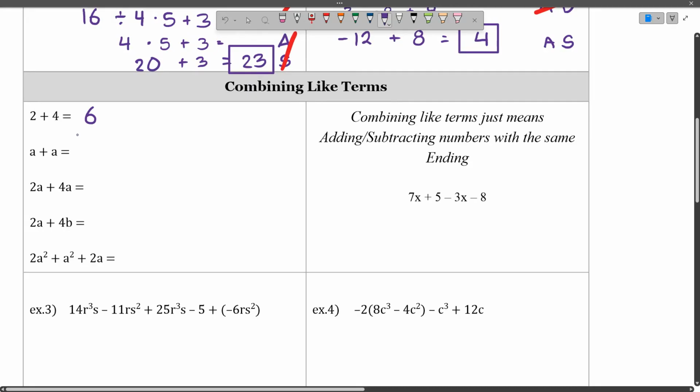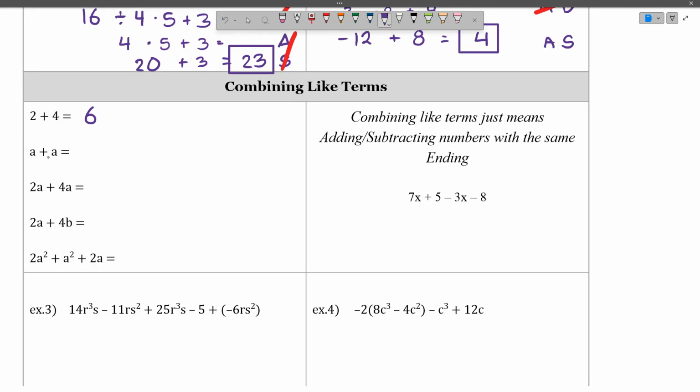But what's A plus A? Well, I have an A, I have another A. So how many A's total is that? Well, that's 2 of them. So we call this 2A. Okay, that's not too crazy, right? 2 A's together make 2A. Okay. How about 2A plus 4A?